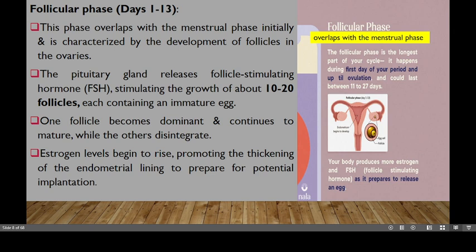One follicle will become dominant and will continue to mature, while others will disintegrate. Estrogen levels will begin to rise. When there is estrogen, it promotes the thickening of the endometrial lining to prepare for potential implantation.